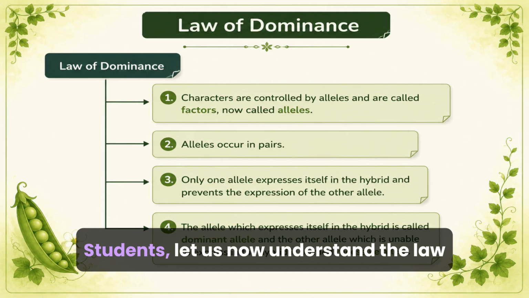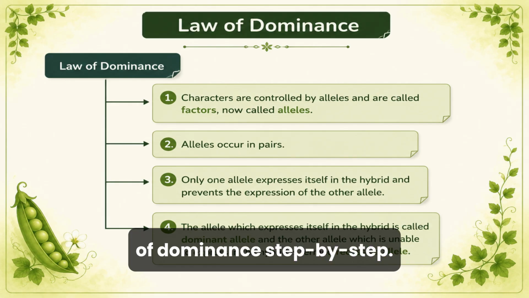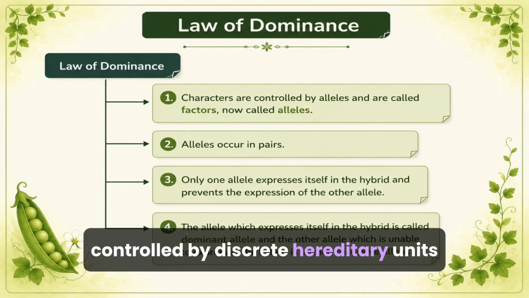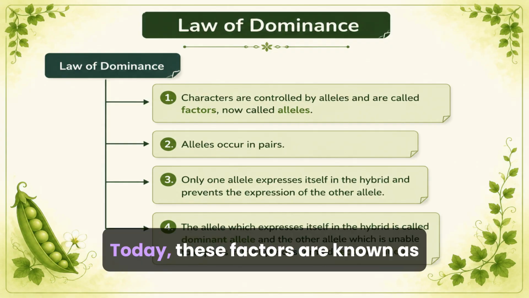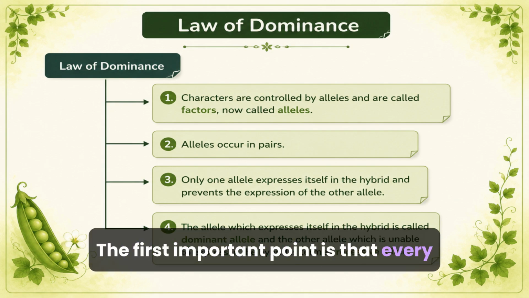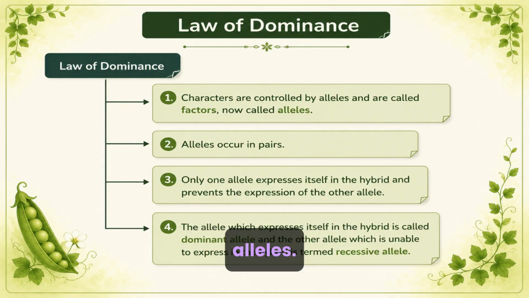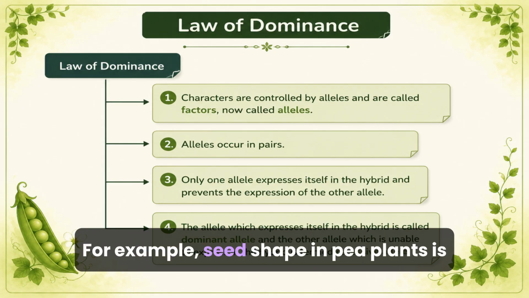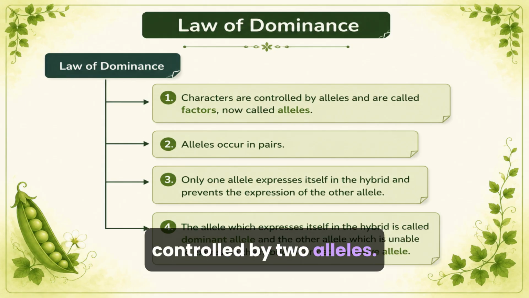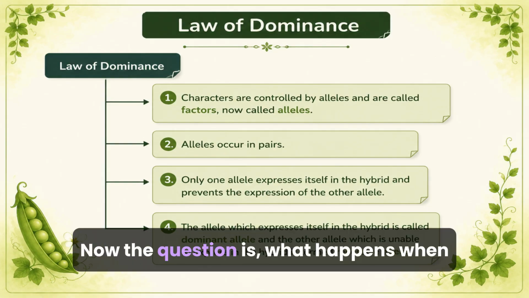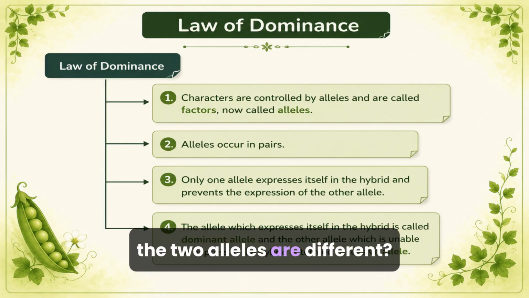Students, let us now understand the law of dominance step by step. According to Mendel, characters are controlled by discrete hereditary units called factors. Today, these factors are known as alleles. The first important point is that every character is controlled by a pair of alleles. In other words, alleles always occur in pairs. For example, seed shape in pea plants is controlled by two alleles, one inherited from the mother and the other from the father. Now the question is, what happens when the two alleles are different?